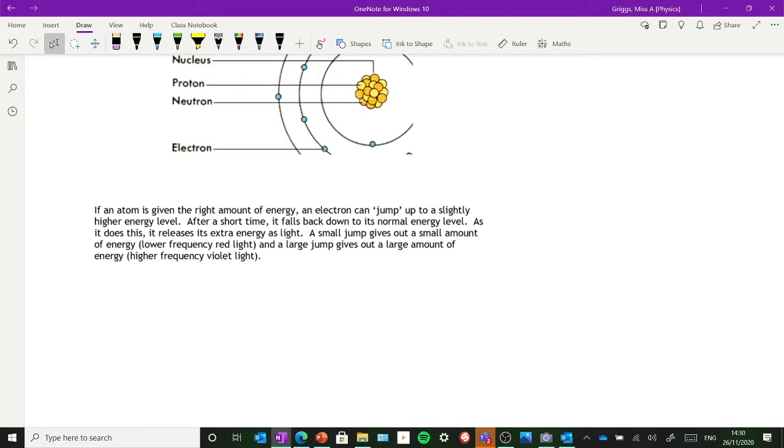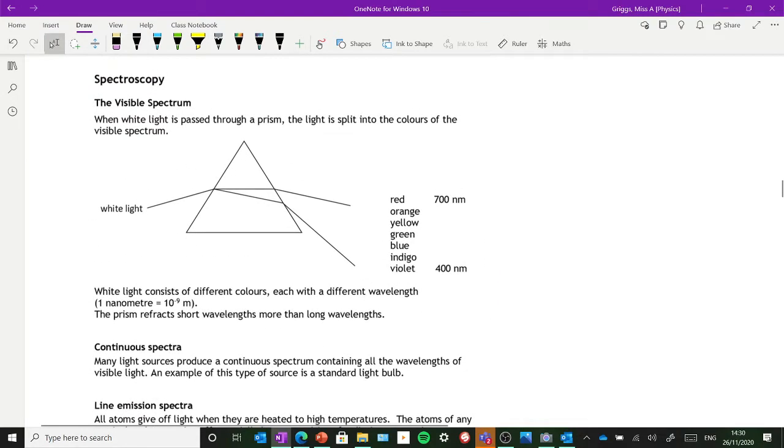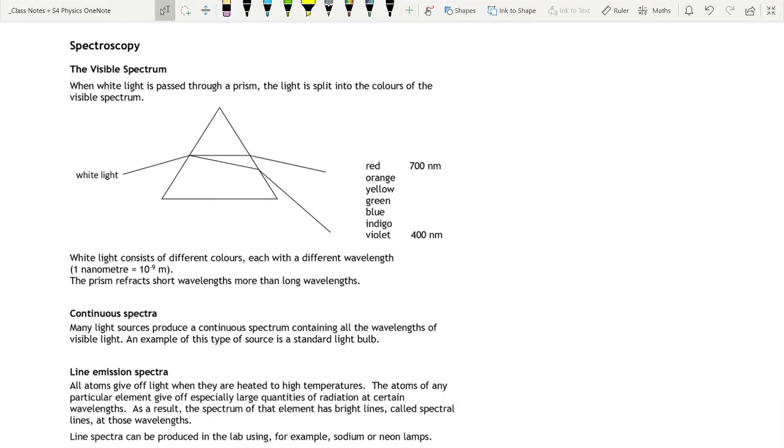So wavelength is inversely proportional to energy. Frequency is proportional, but wavelength is inversely. But yeah, good question. Right, okay, we're going to do a little bit more spectroscopy now.